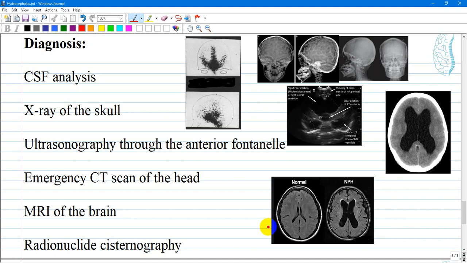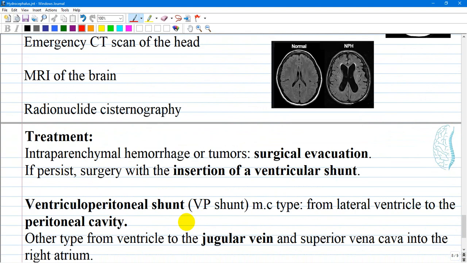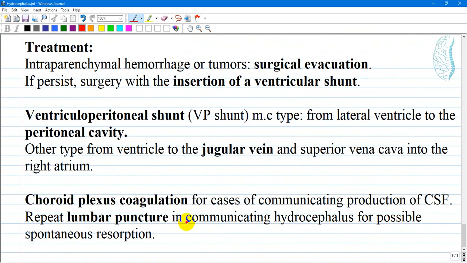In cases of chronic hydrocephalus, temporal horns may not be so prominent. The corpus callosum may be atrophied in these cases as well, but neurodegenerative disease should be excluded by MRI. And the last is radionuclide cisternography, which has low sensitivity and is not commonly used as a test for diagnosis.